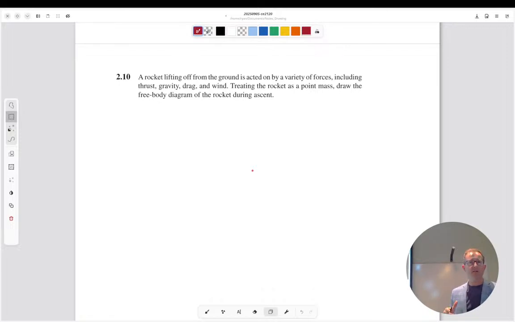What is a point mass? Why is the problem specifically saying point mass? What would be the other option? What's a non-point mass? A pointless mass. What's a pointless mass? A mass with no point, yeah. Well, a pointless mass could also just be an object that has distributed mass. So distributed mass, right?